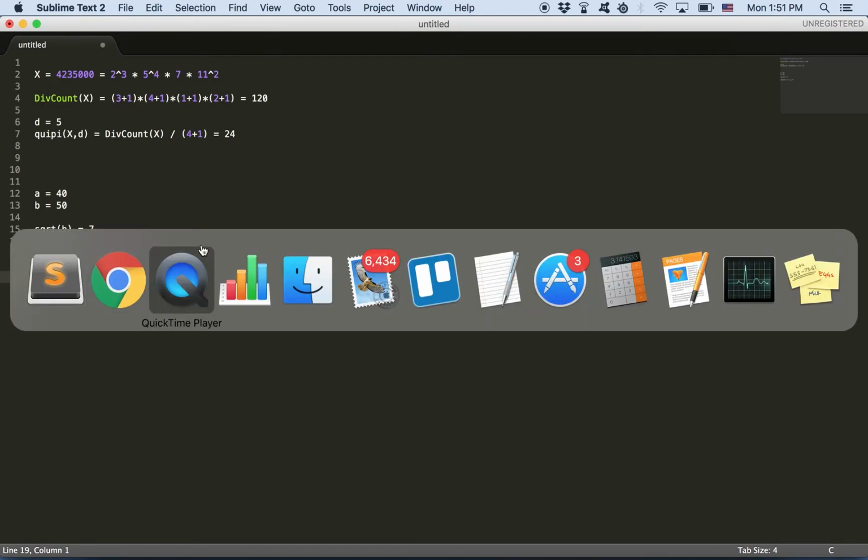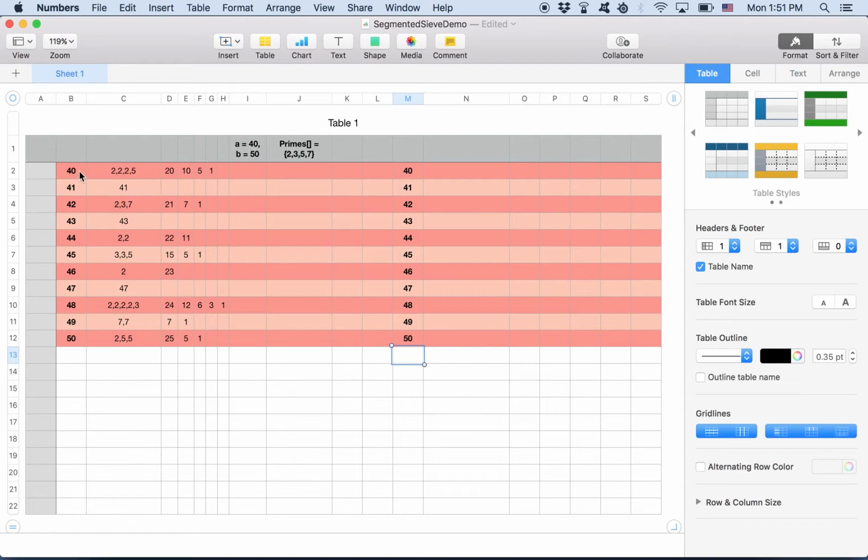Let me open up an example that I have prepared here. This is just for reviewing purposes. I will be explaining with these numbers here. So here's the range. A is 40 and B is 50. Here are the primes and here's the range. Now, what we do is start with the first prime. The first prime is 2. Find the first number in this range that is divisible by 2. This is 40. So 40 is divisible by 2, yes.